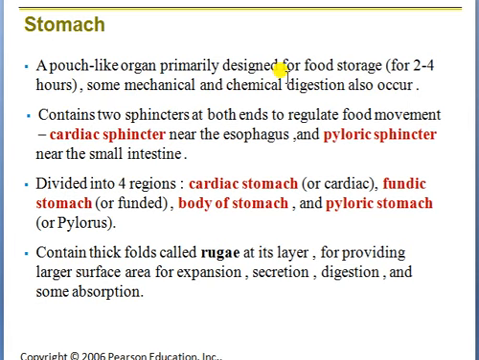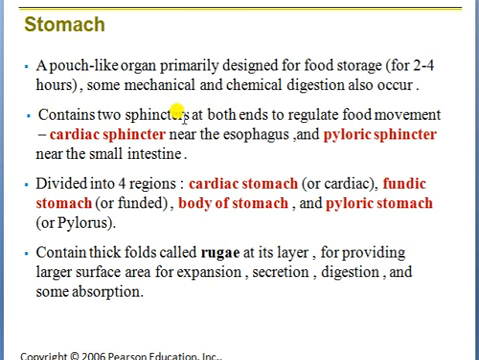So it is designed so that whatever food material you take in is stored for 2 to 4 hours. Here some mechanical and chemical digestion also occur. But in the mouth, mostly mechanical digestion happens. For chemical digestion, there is only one enzyme, amylase, and only carbohydrate digestion takes place.